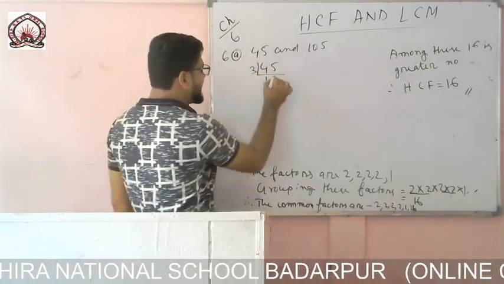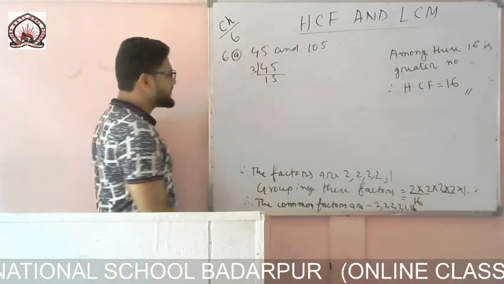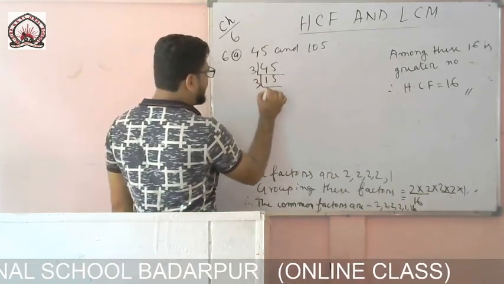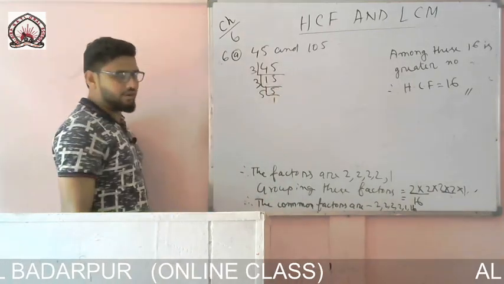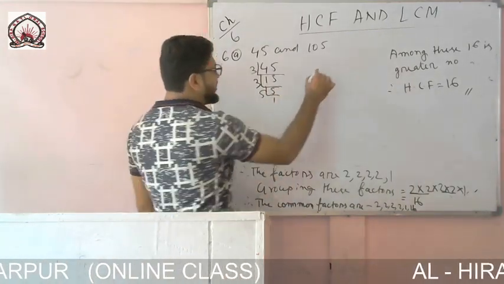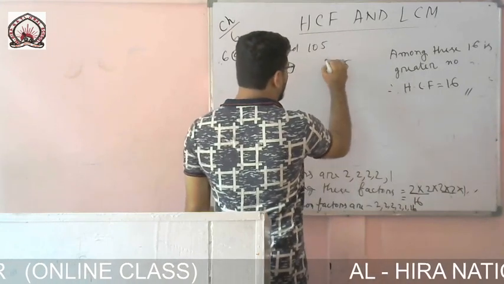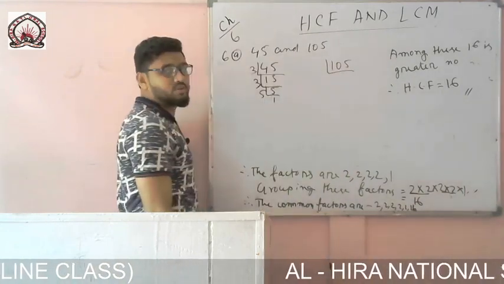15. Then 3 5s are 15. Understood? Now what? 3 5s are again 15. Then what? 5 1s are 5. Okay, now finished. Now what? 105. Let us practice with 3.